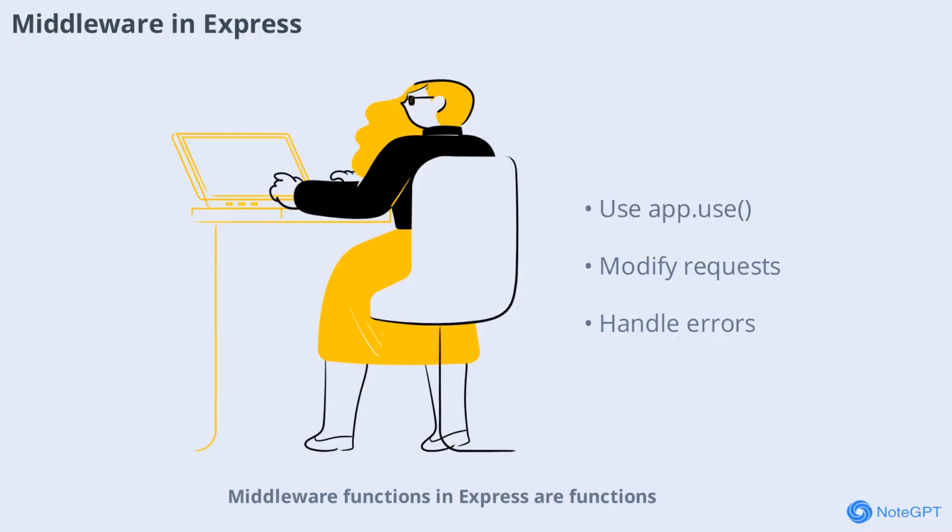Middleware functions in Express are functions that run during the request-response cycle. They can modify requests, add headers, handle errors, or perform authentication. Middleware is added using app.use or directly in route handlers. Understanding middleware is key to building scalable and maintainable Express applications.